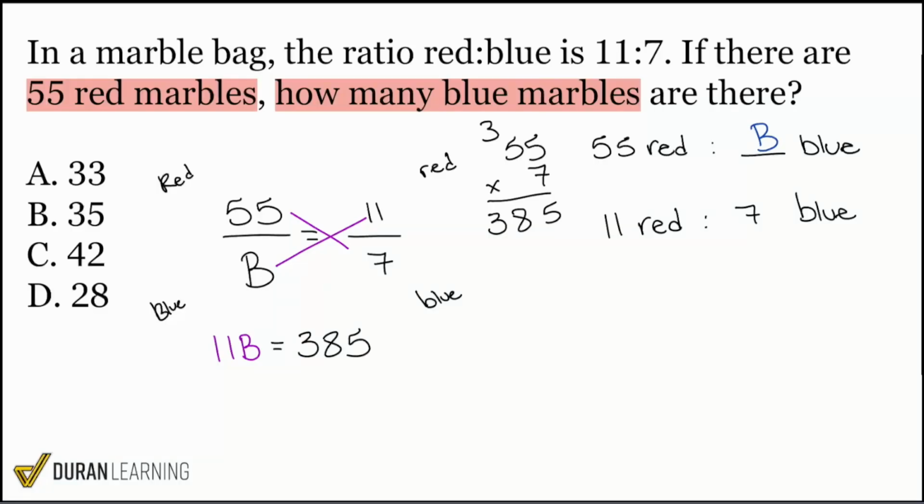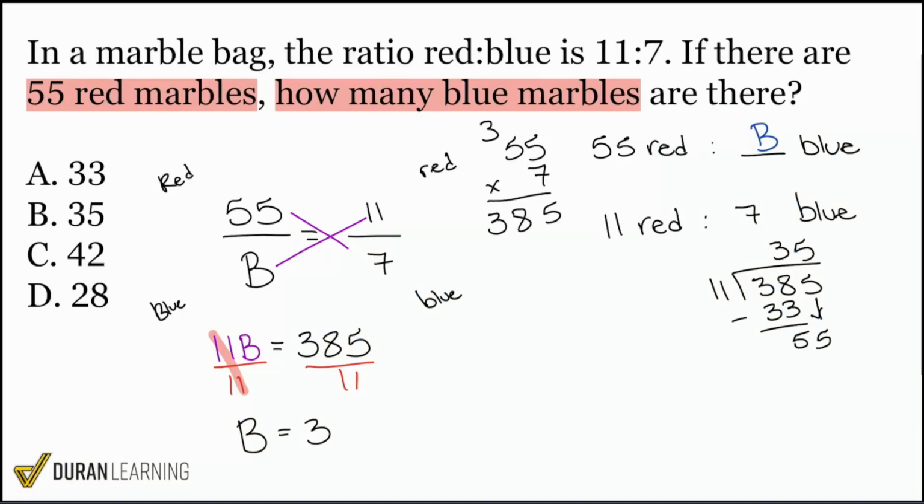And then lastly, what we're going to do is divide both sides by the 11. From here, we cross out or cancel out on the left. And then we'll do a little bit of long division to do 11 into 385. 11 going into 38 is 3 times. We subtract 33, leaving 5 left over. Once we drop the 5, we have 11 going into 55, and that'll be 5 times. And so we get our final answer, B equals 35.